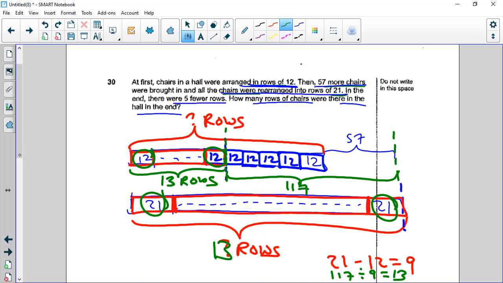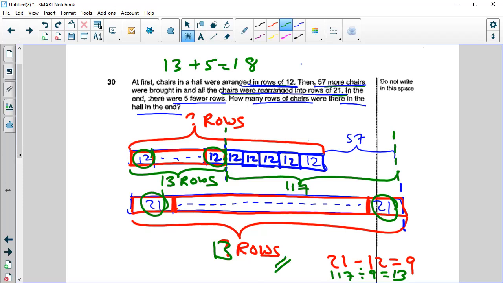Can you see that? So how many rows were there in the end? 13 rows. If the question asks how many rows there were at first, then 13 rows plus another 5 more, that will be 18 rows at first. But the question asks how many rows there were in the end, so in the end there are 13 rows only.